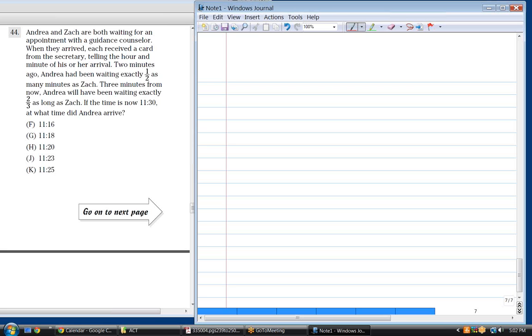Let's see if we can come up with a rather simple algebraic approach. To solve any word problem, what's the first thing we need to do? Set variables. Okay, so if we let x be the number of minutes that Andrea has been waiting.